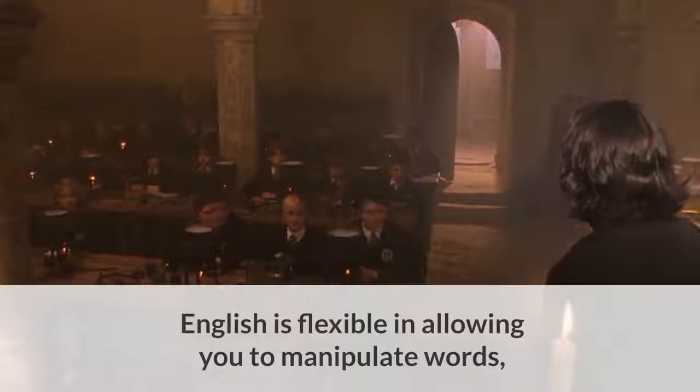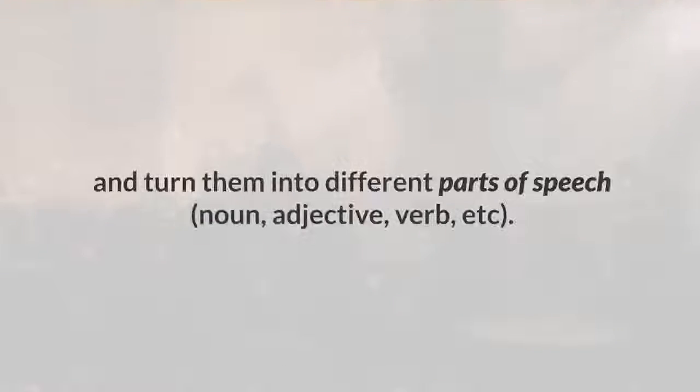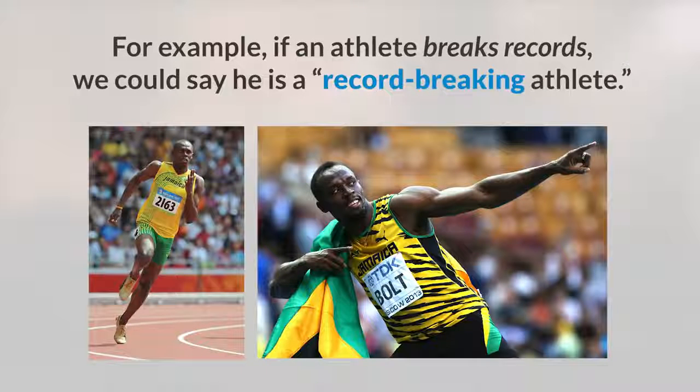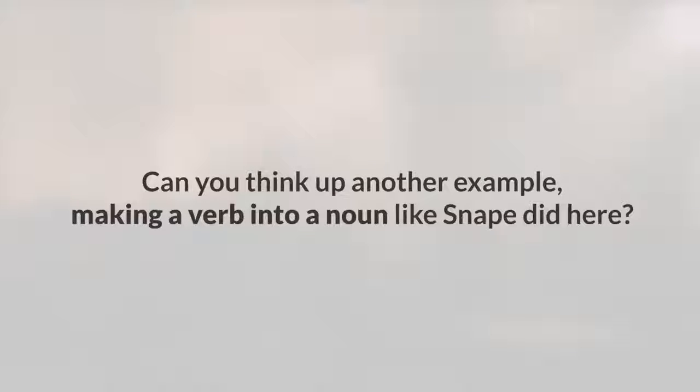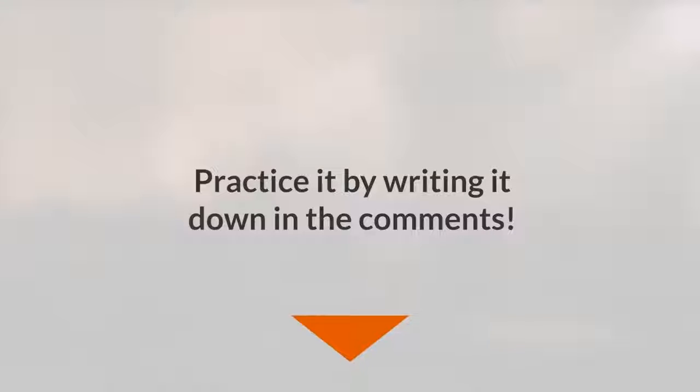English is flexible in allowing you to manipulate words and turn them into different parts of speech, noun, adjective, verb, etc. For example, if an athlete breaks records, we could say he is a record-breaking athlete. Or if you can make potions well, you are good at potion making. Can you think up another example, making a verb into a noun like Snape did here? Practice it by writing it down in the comments.